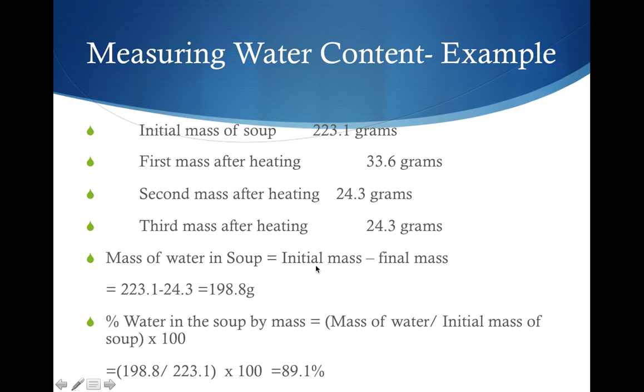The mass of the water in the soup is its initial mass minus the final mass. Okay, so we find that we had 198.8 grams of water in there. Then we can find the percentage by mass. So this mass divided by the initial mass times 100, and that tells us our soup was 89.1% water. Okay, and obviously we're quite happy with that because that's exactly the sort of thing you'd expect for soup, that it is mostly water.